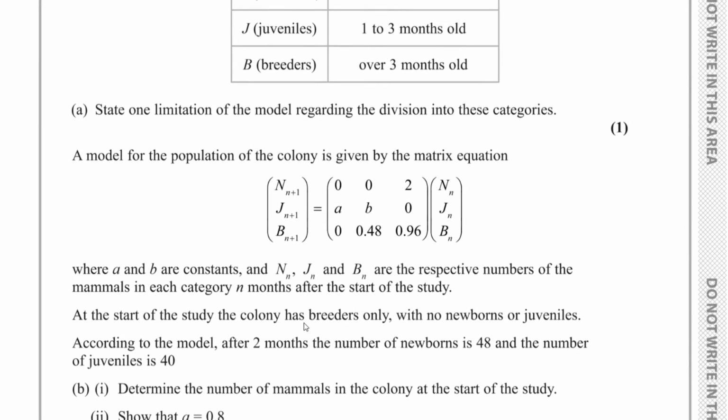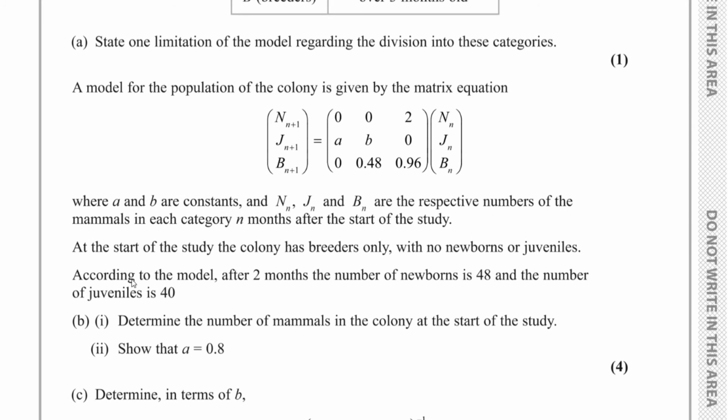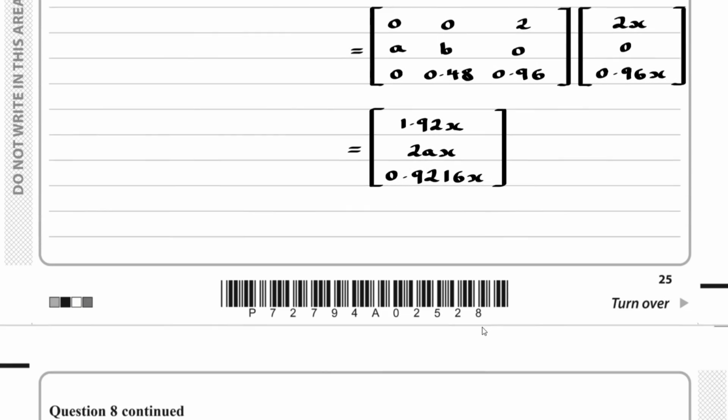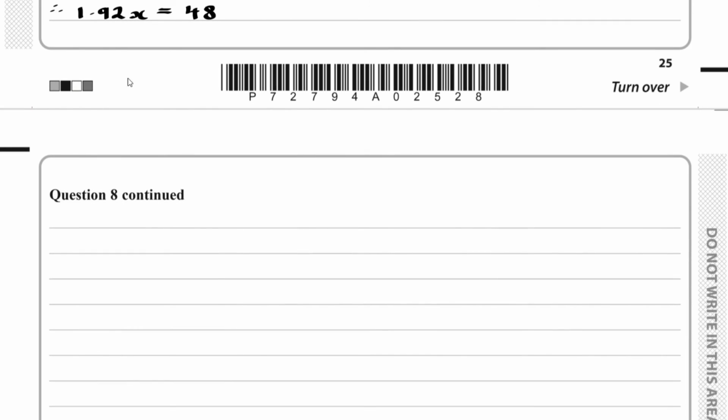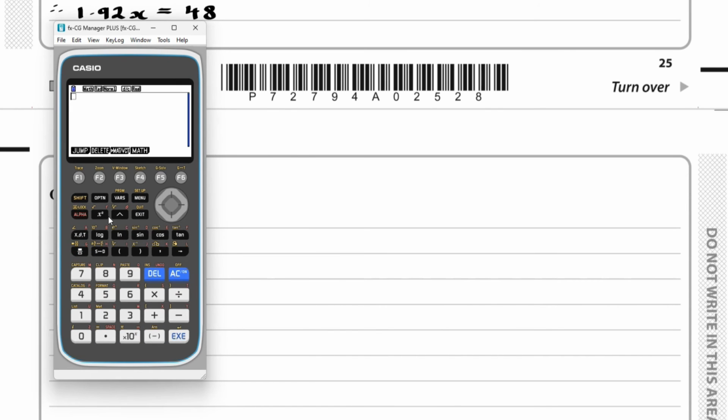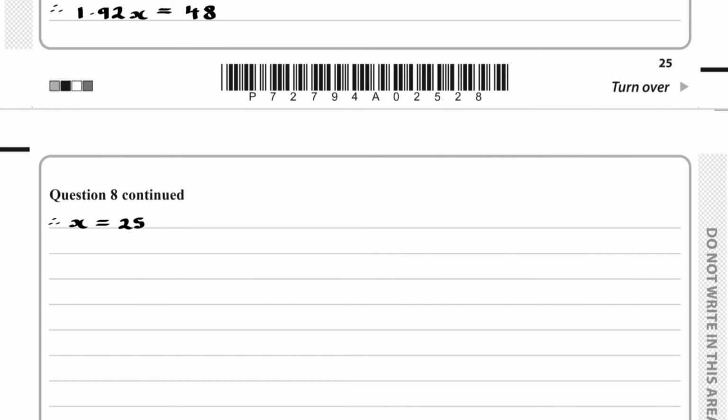Now, I already know that after 2 months, the number of newborns is 48 and the number of juveniles is 40. So I've got 1.92x equals 48, that's the number of newborns. What I can do now is find out what x is. I have 48 divided by 1.92, which is 25. So in other words, x is 25.